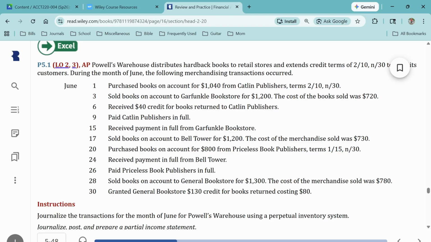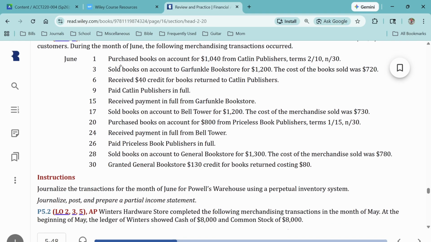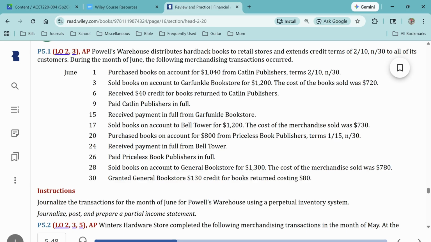When we sell books to our retail customers, we extend them credit terms 2/10, n/30. So we sell them books on account. The fact that it says credit terms means we sell on account. We sell on credit. They don't have to pay cash. They have to pay the account off in full within 30 days. If they pay within 10 days, they get a 2% discount.